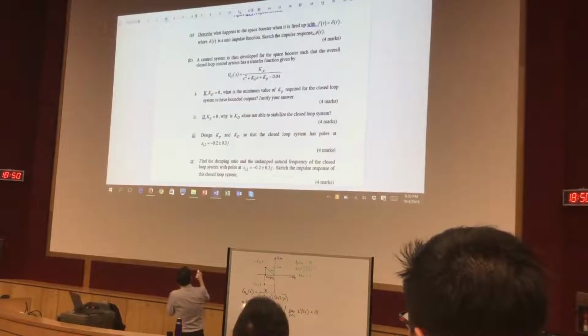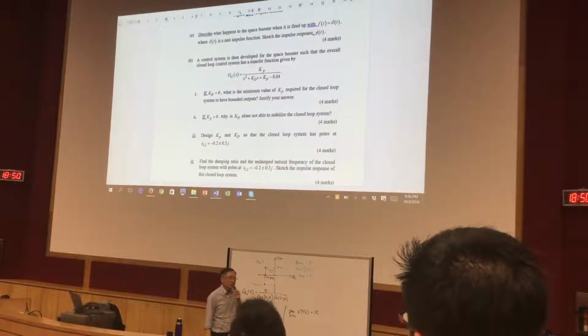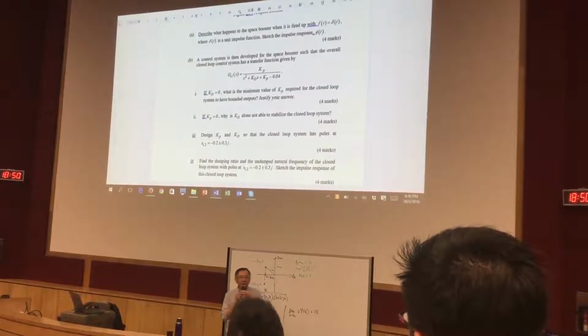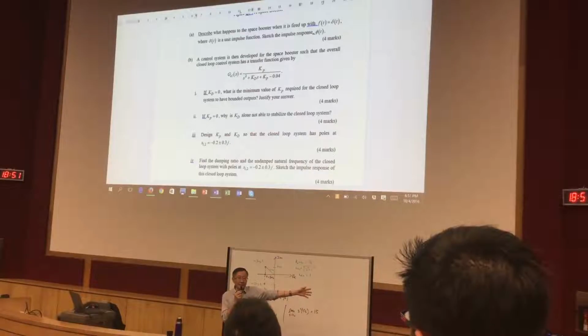Okay, if KD is 0, this is 0, right? So you get s squared plus KP minus 0.04. What will happen? Where are the poles? Will there be a pole on the right hand side? Because if there's a pole on the right hand side, it's always unstable, right? The answer is yes. There's always a pole on the right hand side. Why? Because of this minus sign.